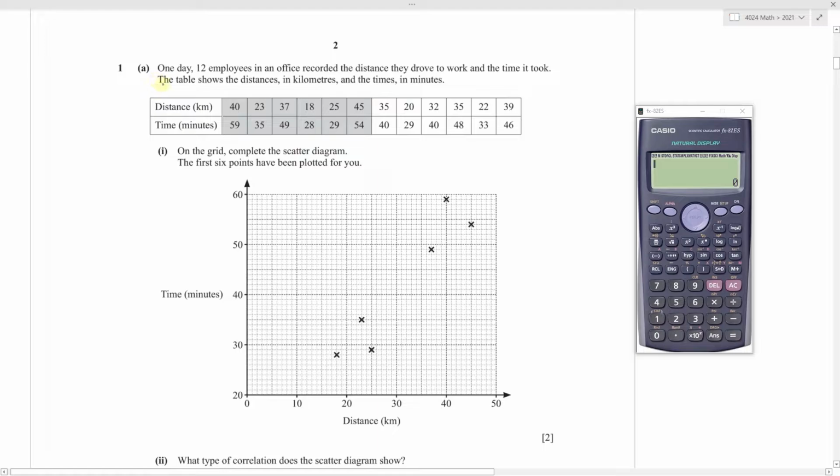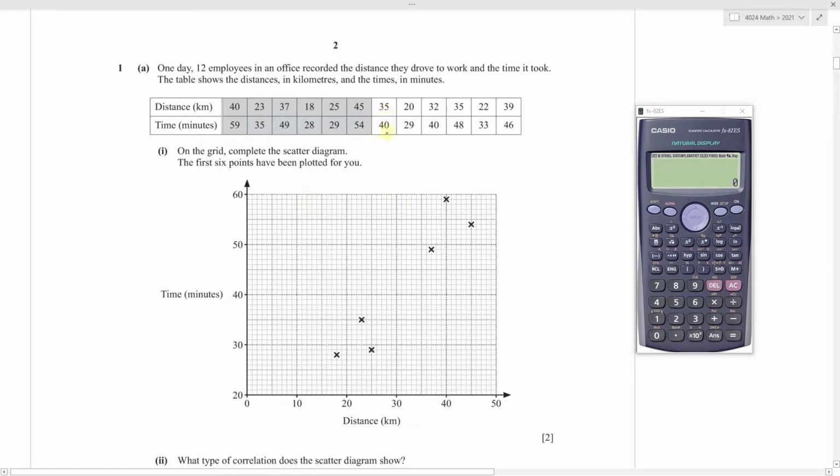So let's start with question number 1, part A. One day, 12 employees in an office recorded the distance they drove to work and the time it took. The table shows the distance in kilometers and the times in minutes. So you have distance here on the x-axis and time here on the y-axis. On the grid, complete the scatter diagram. The first 6 points have been plotted for you. So you have to start from this.